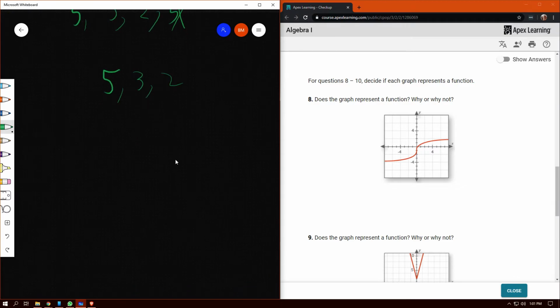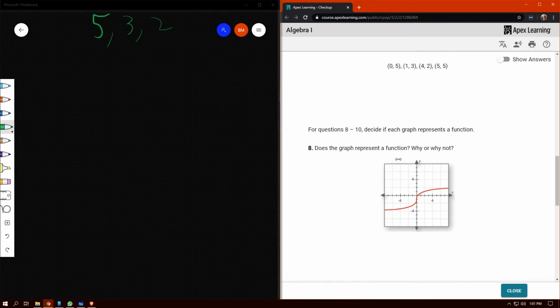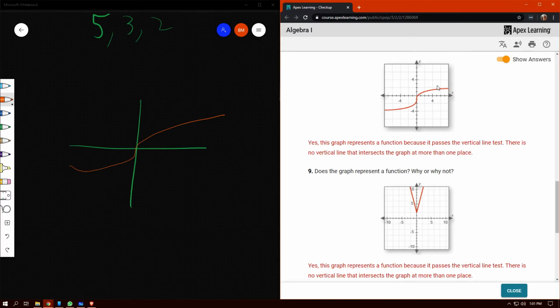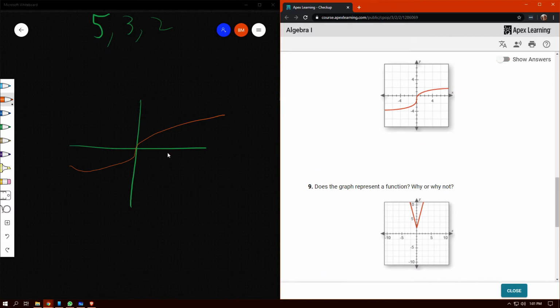All right, now, does the graph represent a function? Okay, so I'm going to try to sketch a graph over here because I can't write on this, I don't think. I was hoping they would show it. They don't. Oh, well. Okay, so this is kind of what it looks like. Obviously, it's not a great sketch.